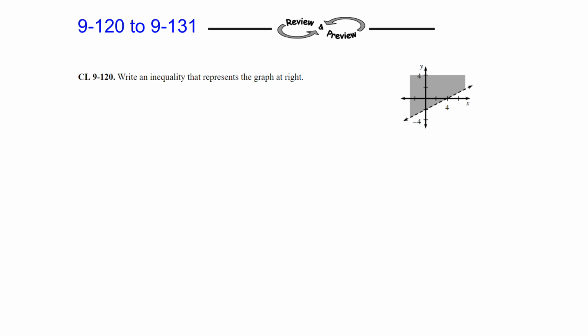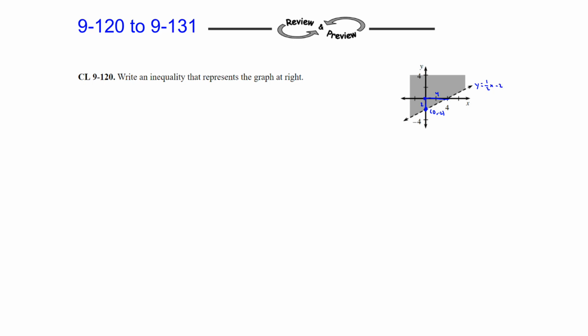Question 120. Write an equation that represents the graph at the right. So we want to identify what this boundary line is. Alright, so let's find the y-intercept. And that appears to be at (0, -2). And then if we go up 2 and over 4, that would be a slope of 1/2. So it looks like our boundary line is y = 1/2 x - 2.